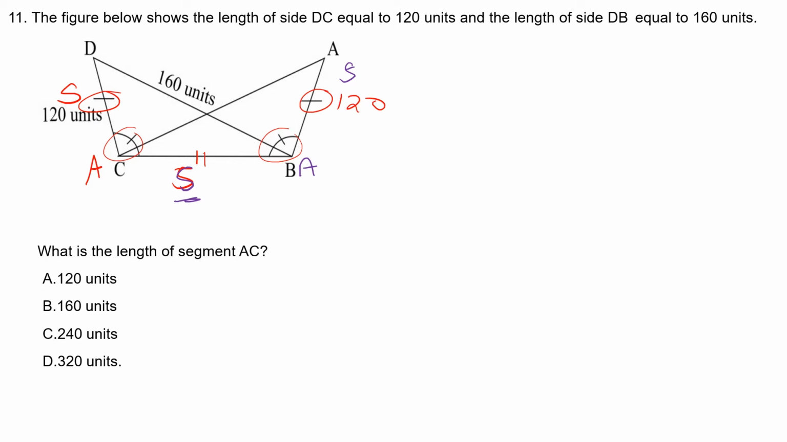And so according to CPCTC, corresponding parts of congruent triangles are congruent. And so since these triangles are congruent, side DB is 160 units. That will make side AC also 160 units. And so my answer would be B.